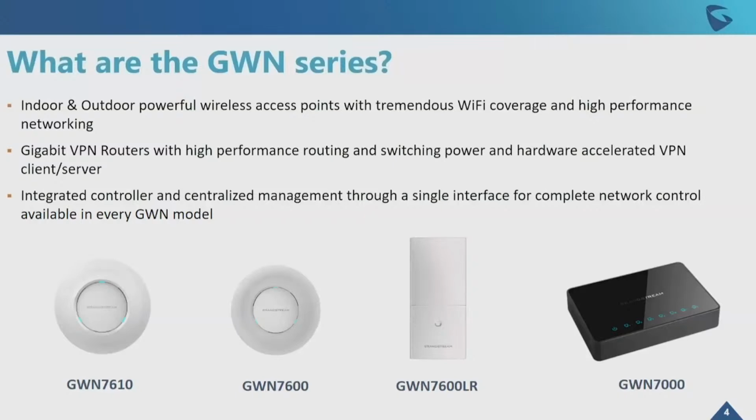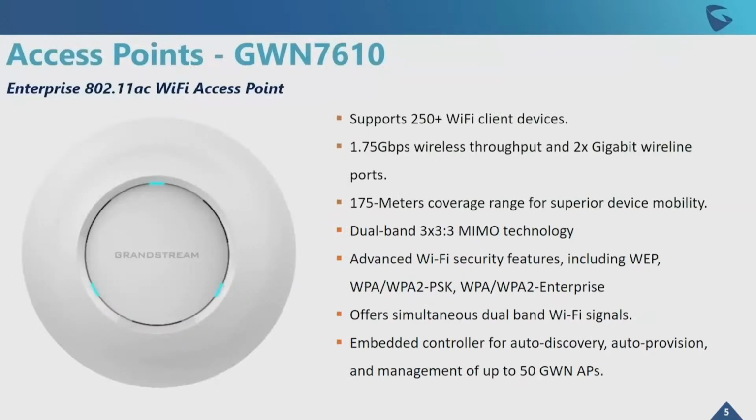Okay. So starting off, we have the first access point that we released, which is the GWN7610. The GWN7610 is an 802.11 AC Wave 1 access point. Being that it's a Wave 1, it supports up to 250 concurrent clients. It has a throughput of 1.75 gigabit per second, and it has 2 gigabit ports. You can power the GWN7610 via PoE, PoE Plus, or a PSU. The antenna configuration is a 3x3, and being that it is a Wave 1 device, this is a single user MIMO.